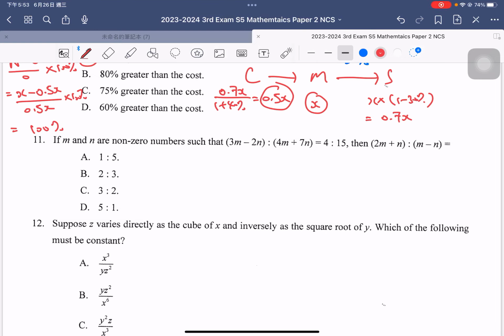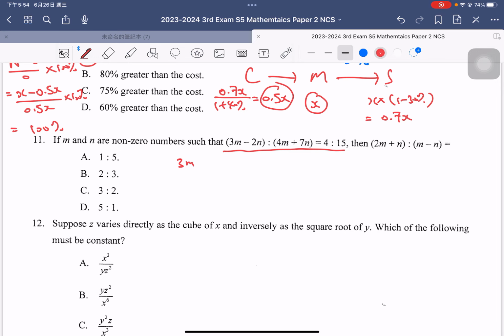So question 11 is about the ratio. First of all, you need to remember the meaning of these two dots. This dot actually means divide. So for example, A to B can actually be written as A divided by B. It's actually just a fraction. So first of all, we can try to change this to become a fraction.